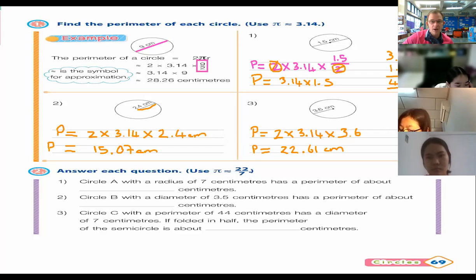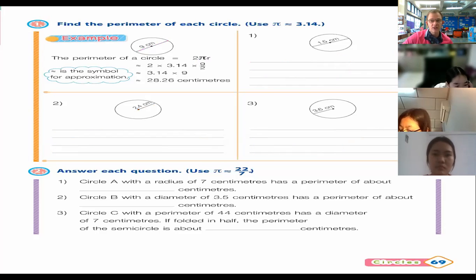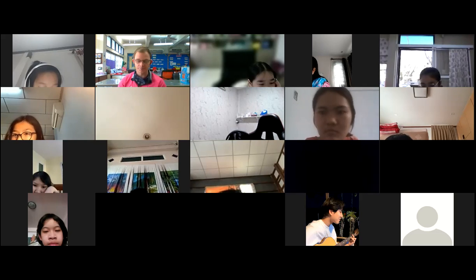But that wraps up our lesson for today. Just a quick introduction into circles and how to calculate the perimeter of the circle.